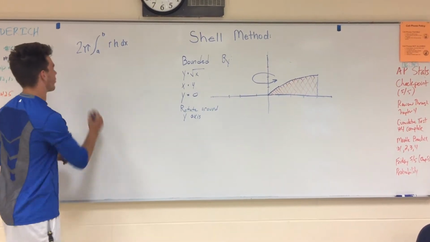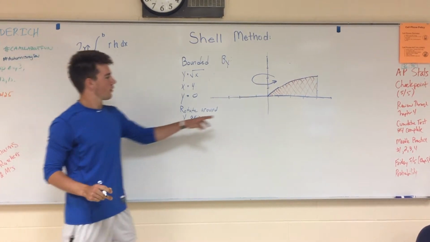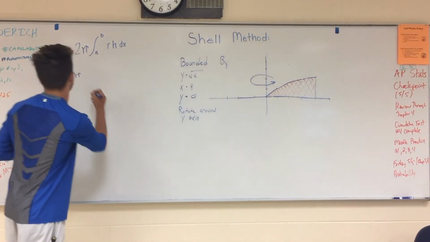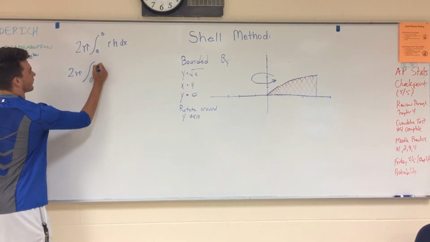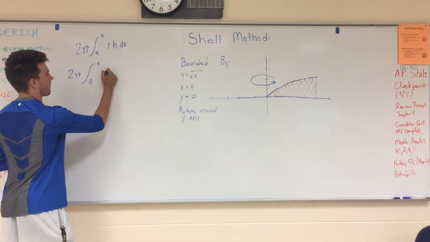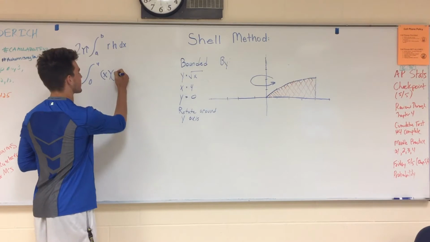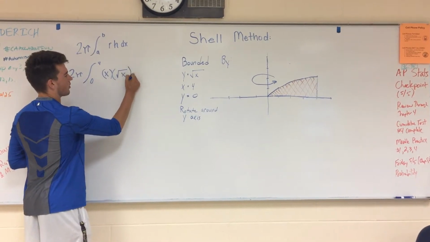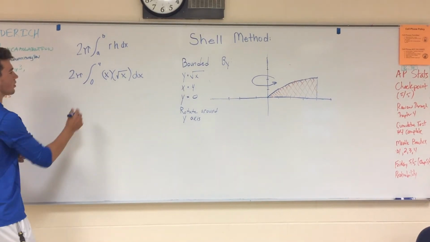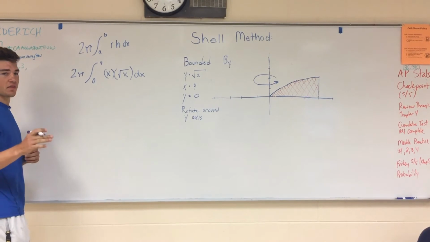In this particular problem, we have 2 pi, our interval from 0 to 4. Our radius would be x, and our height being the square root of x, times dx, the change of x. Then, we're going to simplify x times the square root of x to be x to the 3/2.